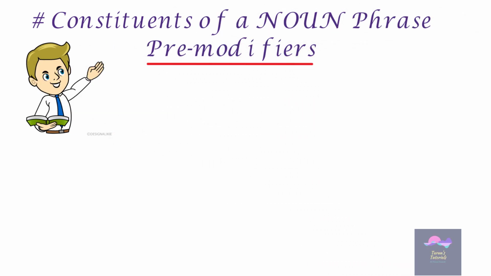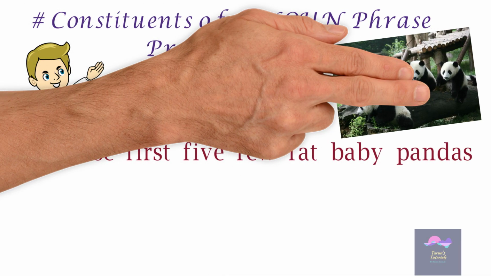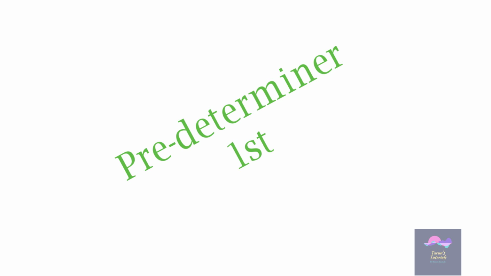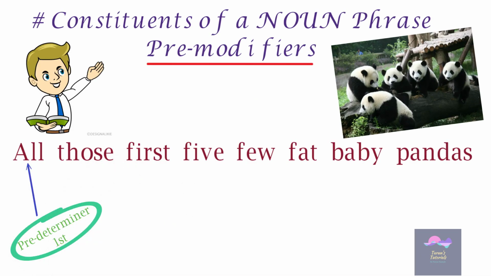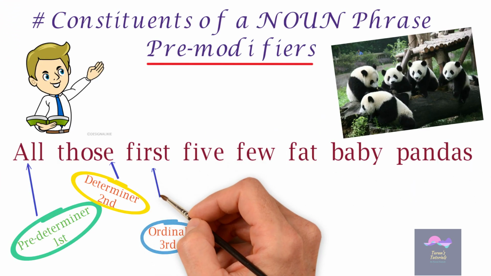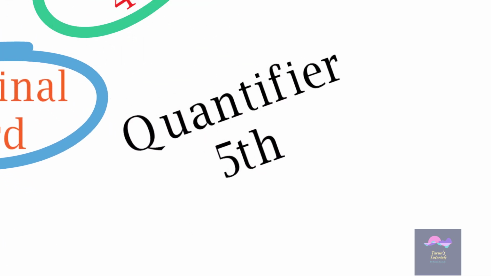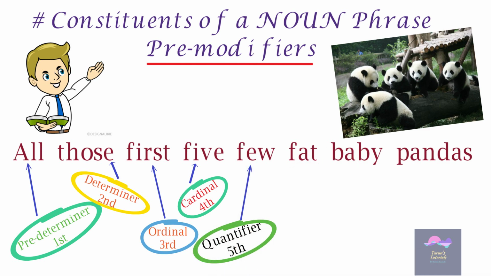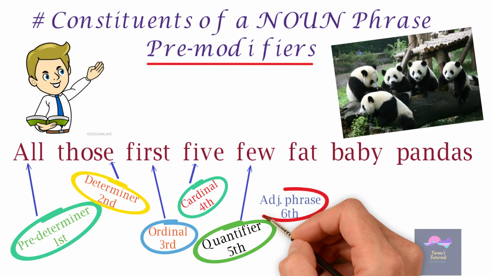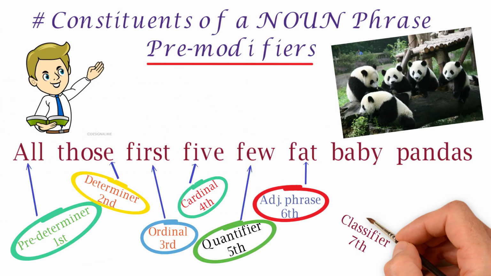Look at the example. All those first 5 few fat baby pandas. The first element is the predeterminer all. The second element is the determiner those. The third element is the ordinal first. The fourth element is the cardinal 5. The fifth element is the quantifier few. The sixth element is the adjective phrase fat. The seventh element is the classifier baby.